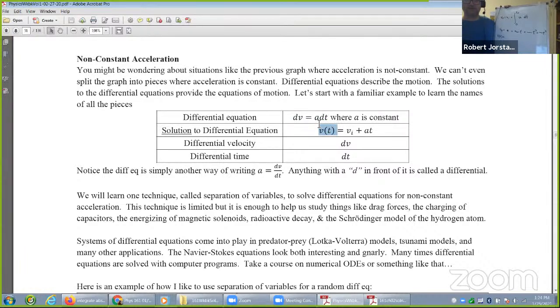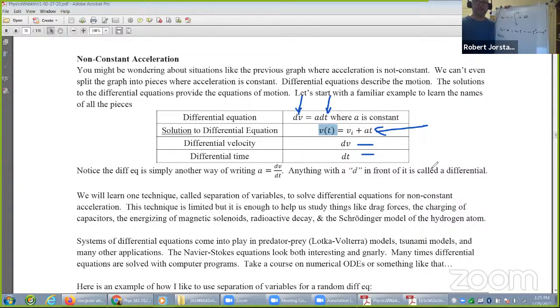Notice this has a differential of v and a differential of time. The solution does not have differentials in it. So this is differential velocity, this is differential in time. Now, what's going to happen if a is not a function of time? What if a depends on the velocity somehow? For example, air resistance or something like this. All right, so let me scroll down. Oh, whoops, I've got to clear those first.